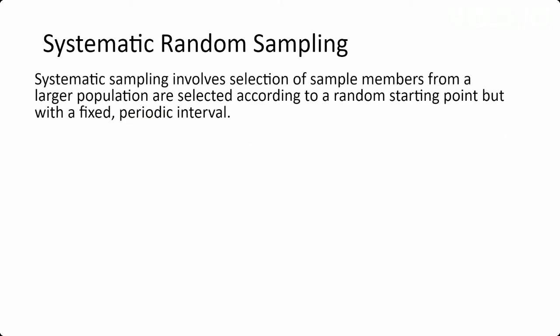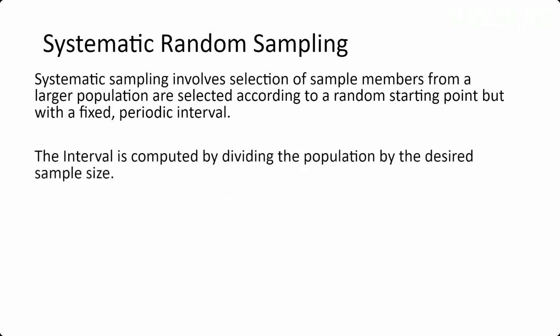Then we have systematic random sampling. This is sampling which involves selection of a sample from members of a larger population according to a random starting point, but with a fixed periodic interval. What we mean by this is that there is an interval which has to be set upon which every sample is picked. The interval is computed by dividing the population by the desired sample size.